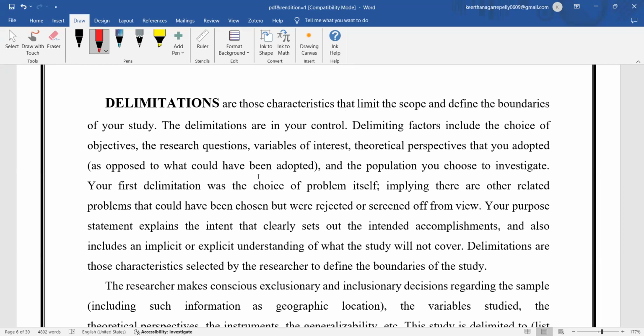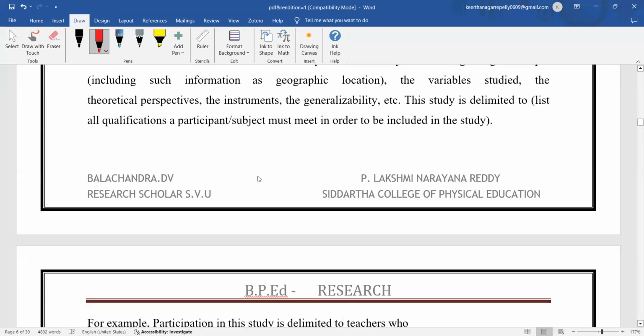So you can go through a lot of explanation given up here. I'm just giving you the very basic idea of delimitations. In this video, or in all the videos, I'll just give you a clear idea of the meaning of all the headings that are there. Later on, it's your responsibility, it's your job, to go through that particular topic in detail. So this is about delimitations.